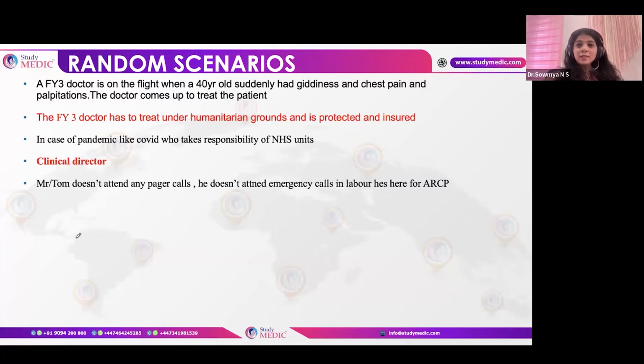Remember, this is something to do with non-technical skills and it is repeated. Obviously, they get outcome 3.